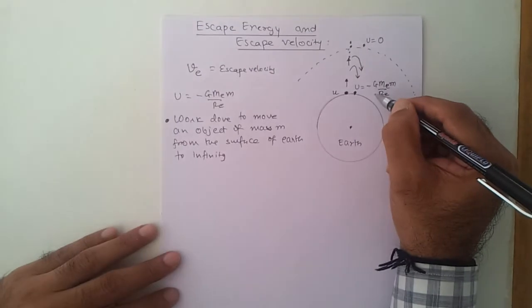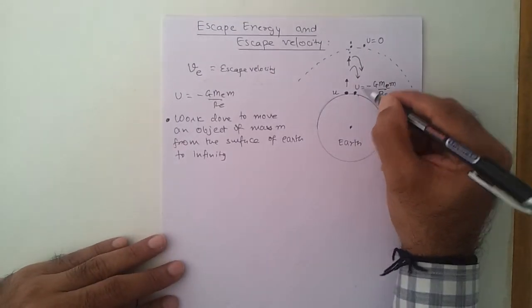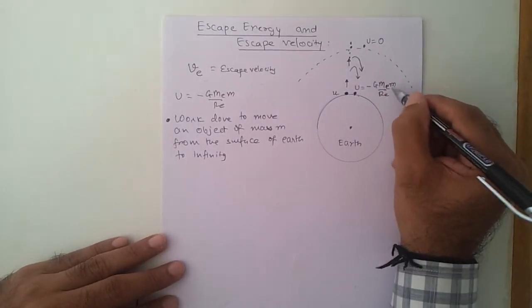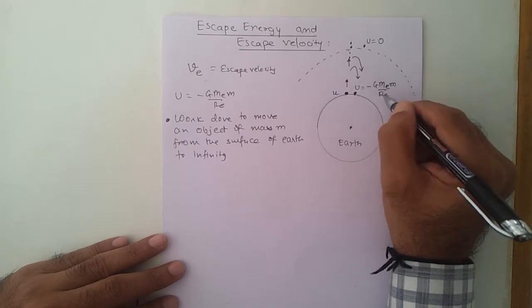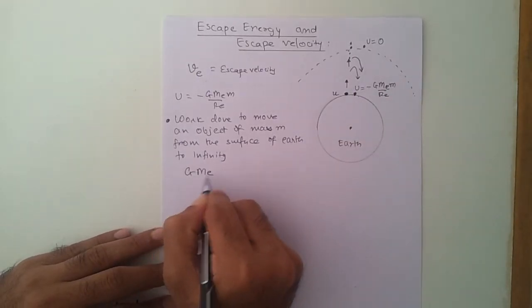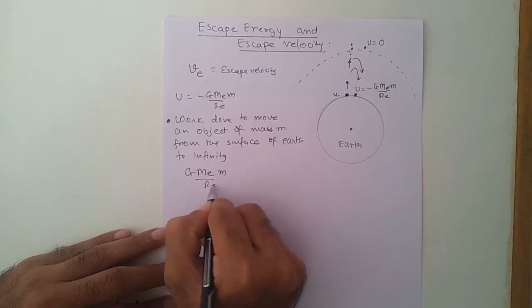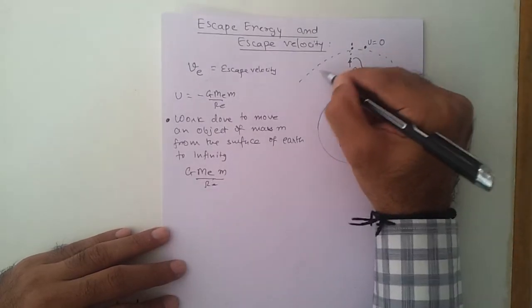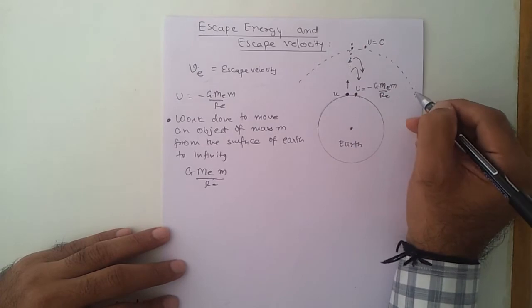Okay, so the amount of work done to move an object from the surface of the Earth to infinity is minus GMe m upon Re. That means if I give this object energy equal to GMe m upon Re, it will reach infinity. That means it will escape from the gravitational field of the Earth.